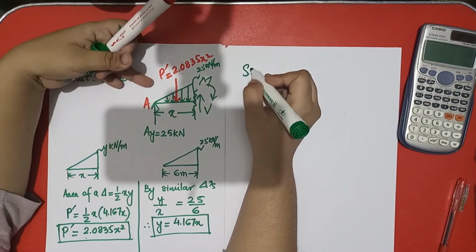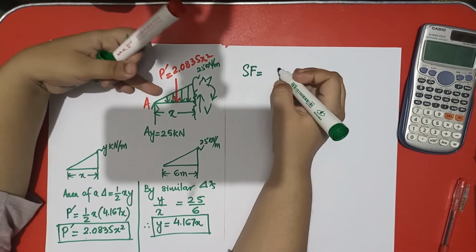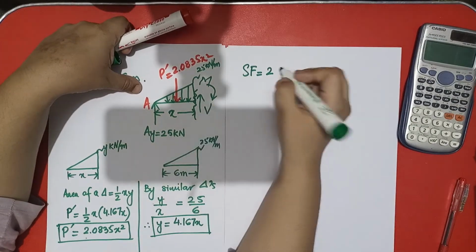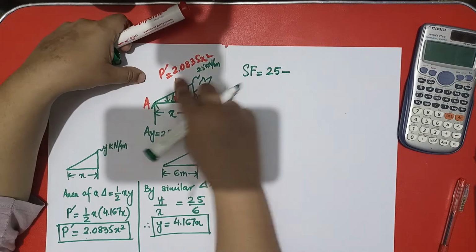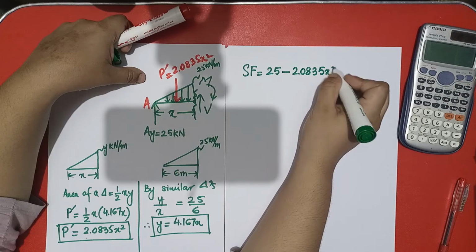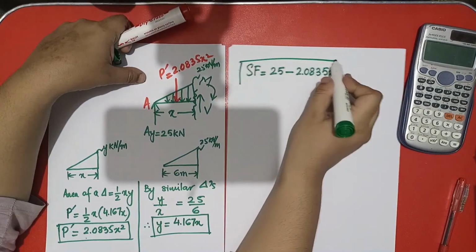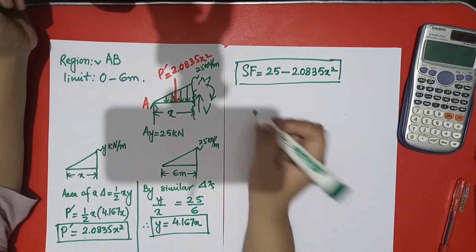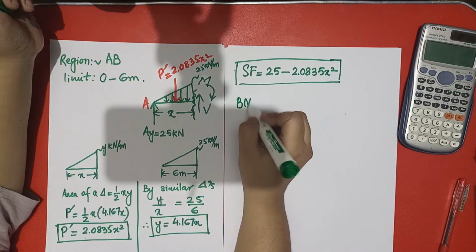Let's take this triangle, section cut before, and the shear force value is 25. This is an upward force, so it should be positive. This is downward, so minus 2.0835 x square. So this will be our shear force equation. This is our shear force equation, and we are moving towards the bending moment equation.